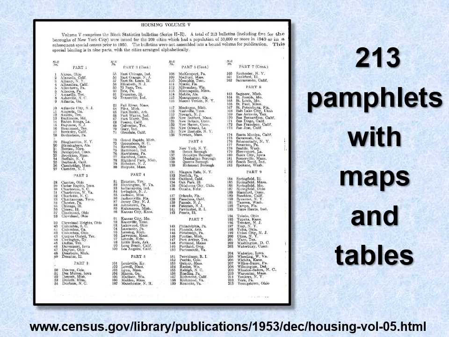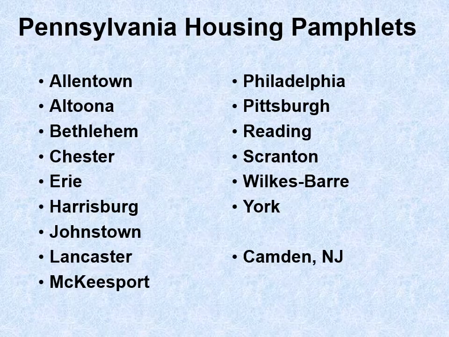It turns out that the Census Bureau, after the 1950 census was done and analyzed, published a series of pamphlets with maps and tables of summaries of housing statistics. They did this for all cities of 50,000 or more. If we look at Pennsylvania, we find out that these cities all have housing pamphlets, and of course Philadelphia is one of them. I threw in Camden, New Jersey, because that's right next door to Philadelphia.